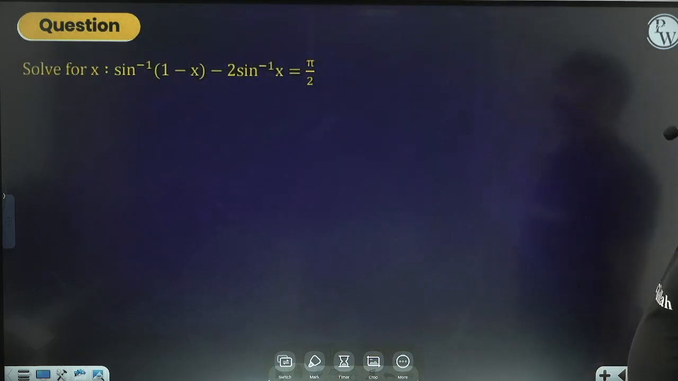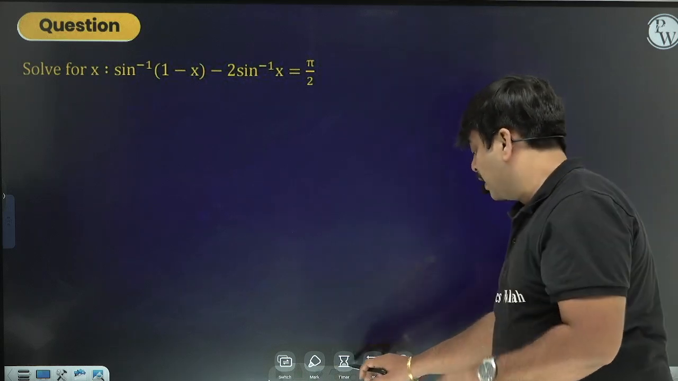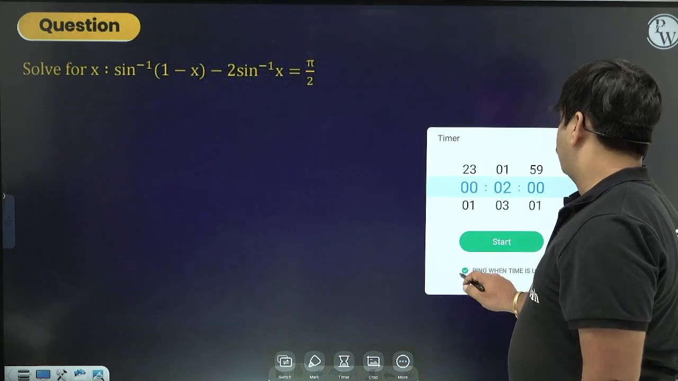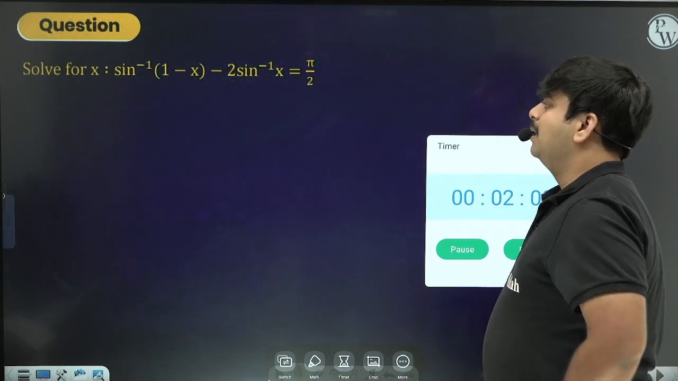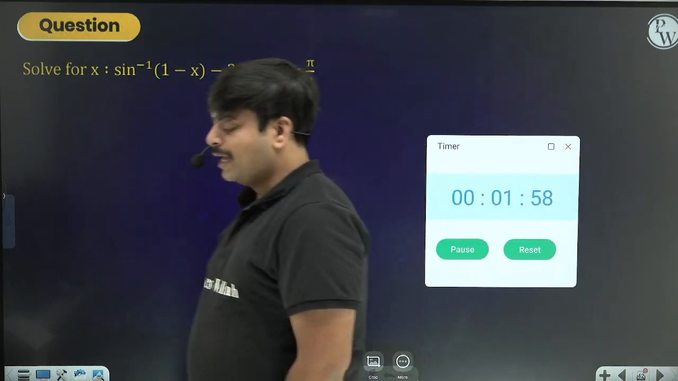Okay, sine inverse of (1 minus x) minus 2 sine inverse x equals pi by 2. So let's try to look into that. I'll give you 2 minutes of time, so try to solve this, people. Sine inverse (1 minus x) minus 2 sine inverse x. So how to do that?